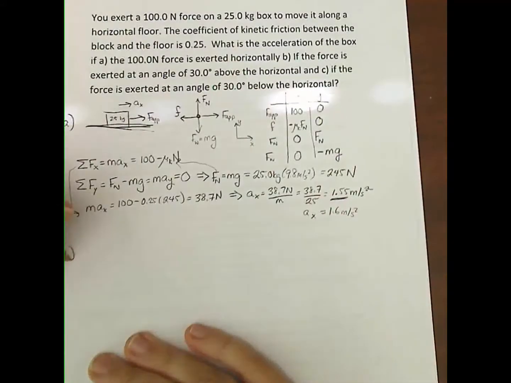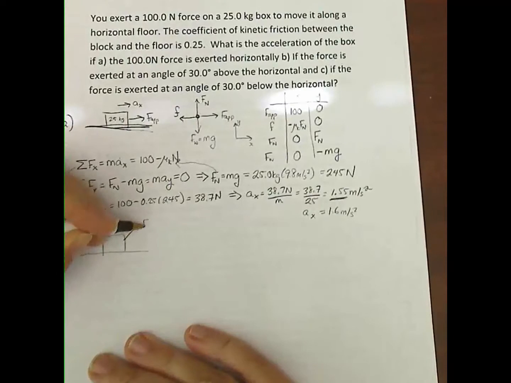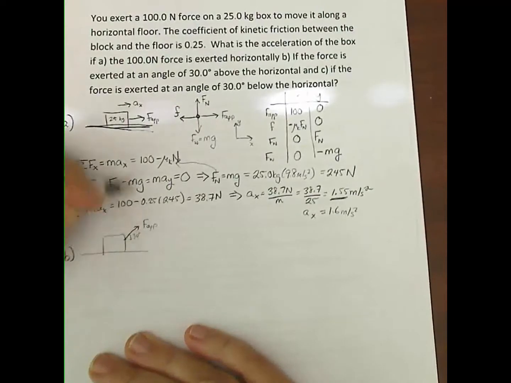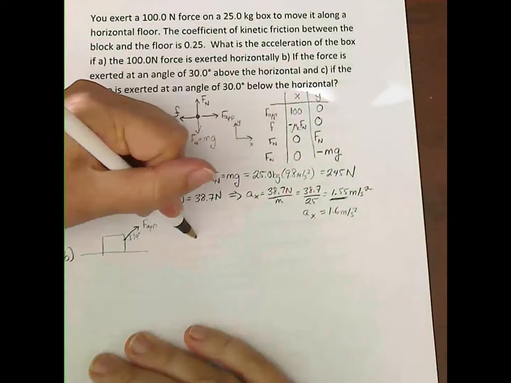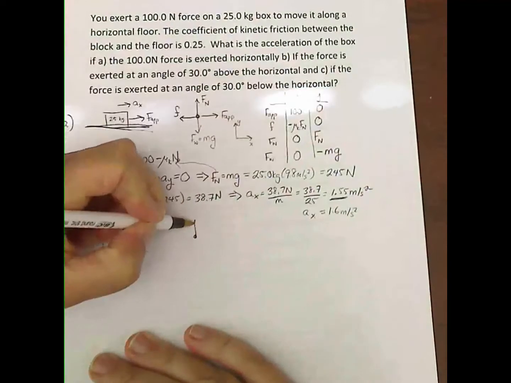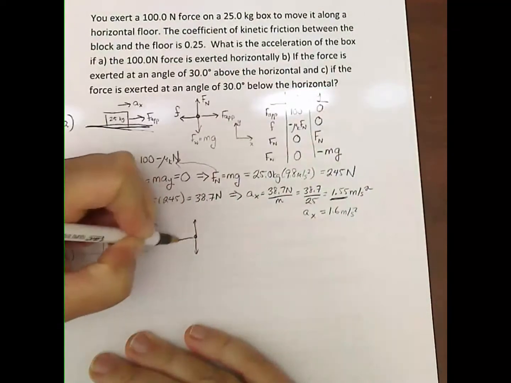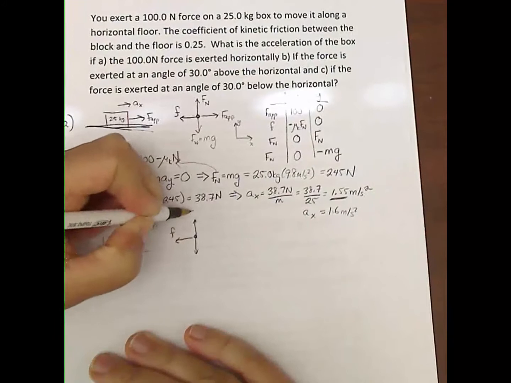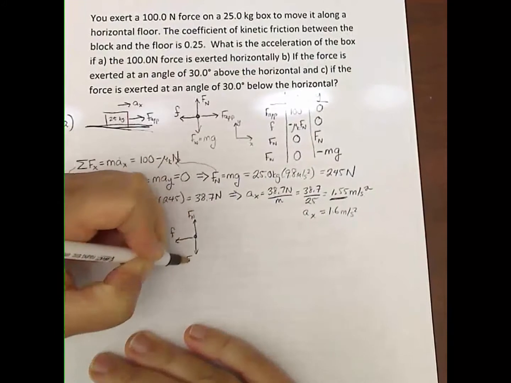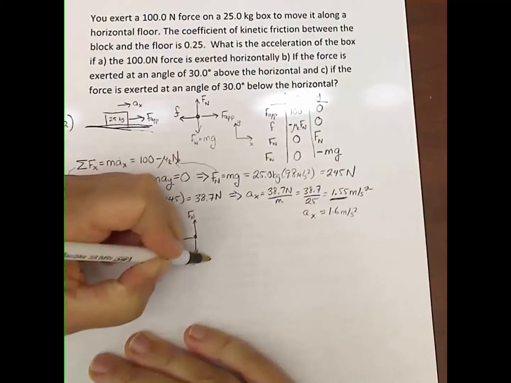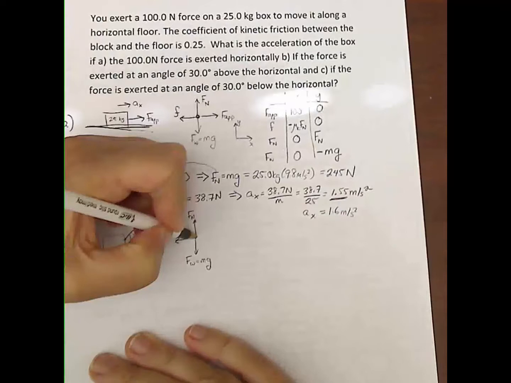Part B, what happens if I pull it up with a rope or something at an angle of 30 degrees? So now here's my picture. I'm going to draw my applied force. It's going to be this direction at an angle of 30 degrees. So now my free body diagram, my normal force and weight and frictional force, those don't change their direction. The only thing that changes its direction is the applied force.